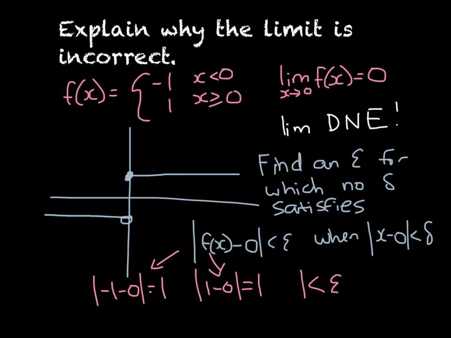So now, what if I choose an epsilon that is less than 1? Let's say I want epsilon to equal 0.5. In that case, we end up with the statement 1 is less than 0.5, which is never true no matter what delta we choose. Therefore, our limit must be wrong.